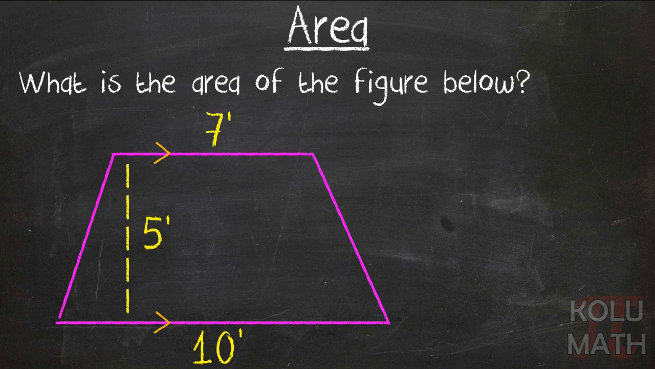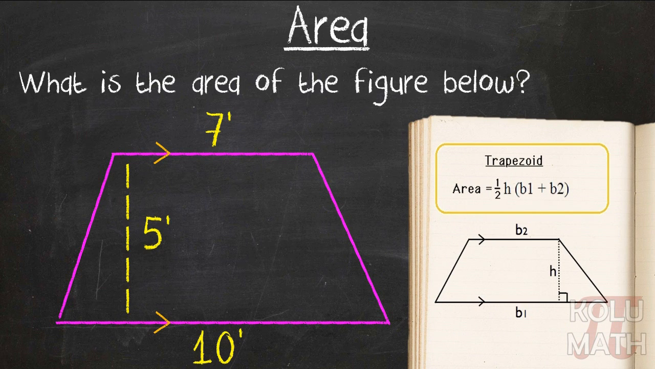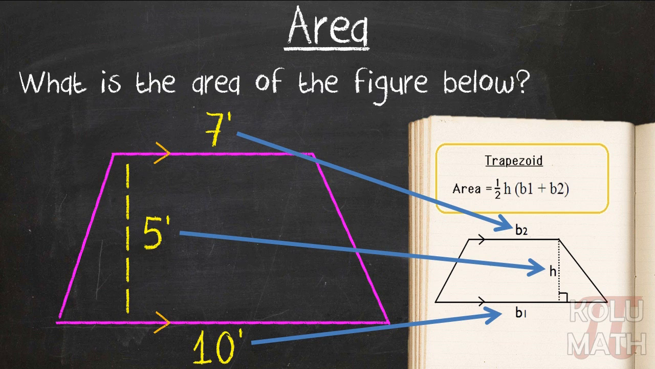Okay. Interesting. There are the measurements. So same deal here. We've got to match it up to the same drawing in the textbook. There's a trapezoid. We've got parallel bases, just like it says. And we have all the information we need to solve this. We know that 10 is B1, 7 is B2, and 5 is H. So let's go ahead and plug that in.